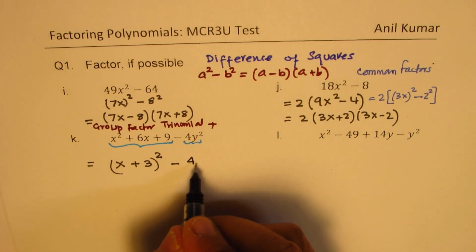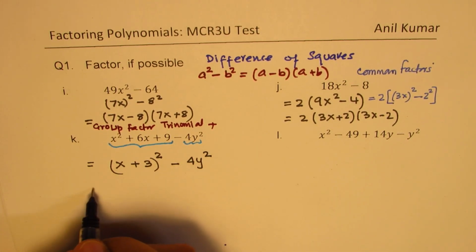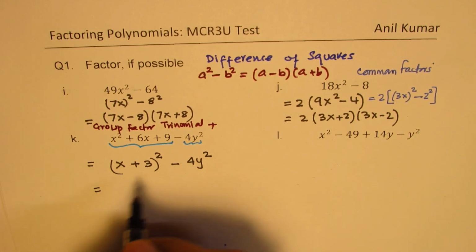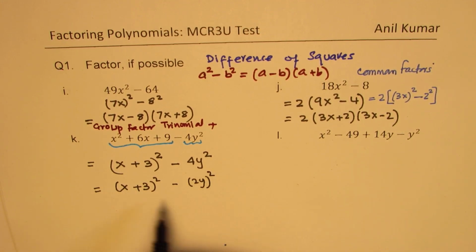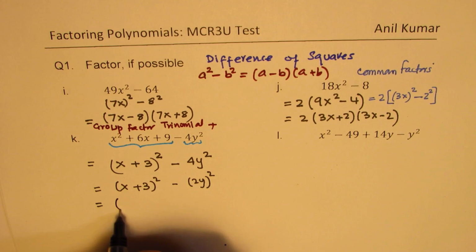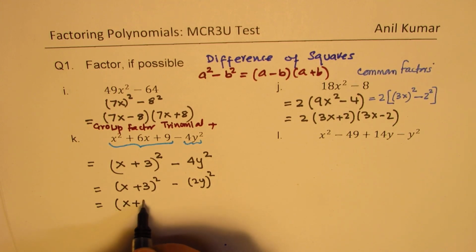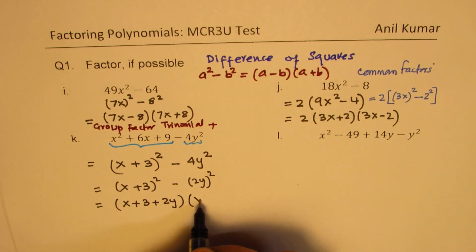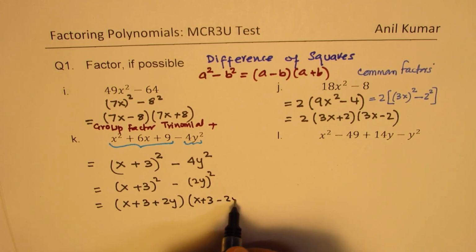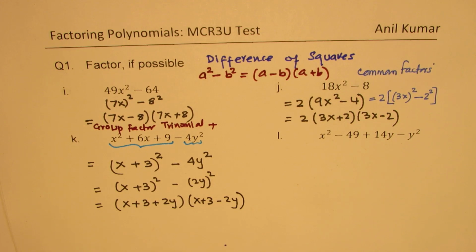And here we have 4y square. As you can see, 4y square is (2y) whole square, correct? So think like this. It is (2y) whole square. Now, since it is difference of squares, we could write this as (x plus 3 plus 2y) times (x plus 3 minus 2y), correct? Now, this order can always be changed. Does it make sense to you? So these are slightly difficult. However, these are your test questions, right?